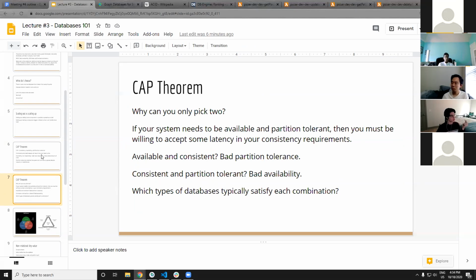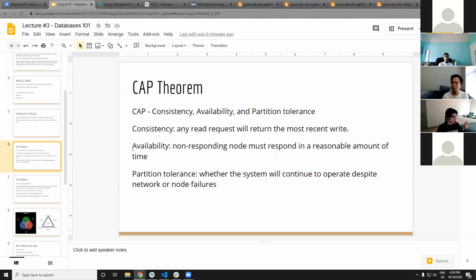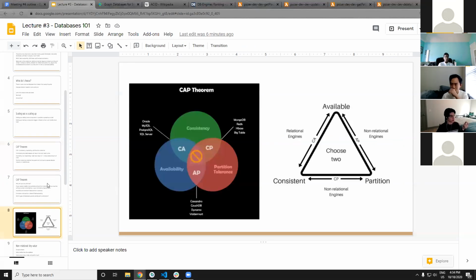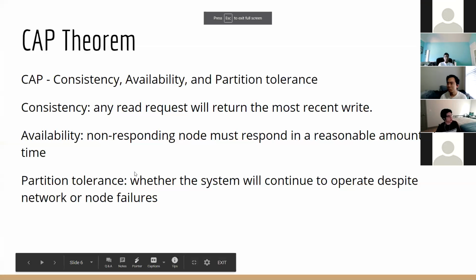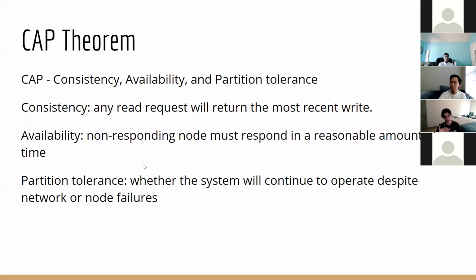Now, can someone tell me what kind of databases? Shoot, I shouldn't show that. So for relational databases, which two of these three do you guys think they focus on? Of these three things, relational databases, which two are focused? Consistency, availability, and partition tolerance.